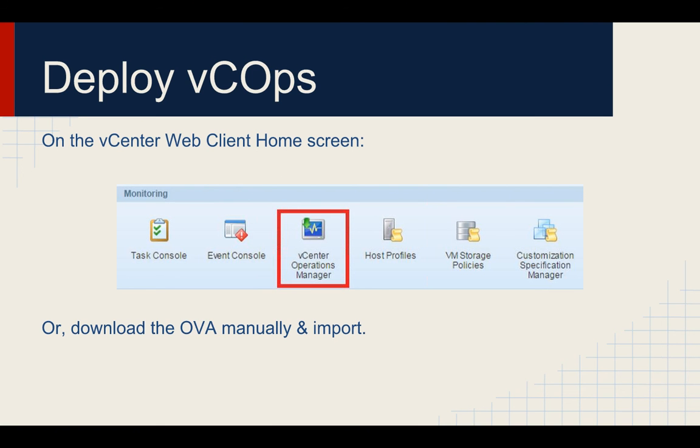So we can actually start the deployment of the vCOps web app right from the vCenter web client. Again, this is going to kick off an installation of vCOps 5.8.5, not vRealize Ops 6, even in the vSphere 6 web client. Or you can just download the OVA yourself from My VMware and import it like any other OVA.